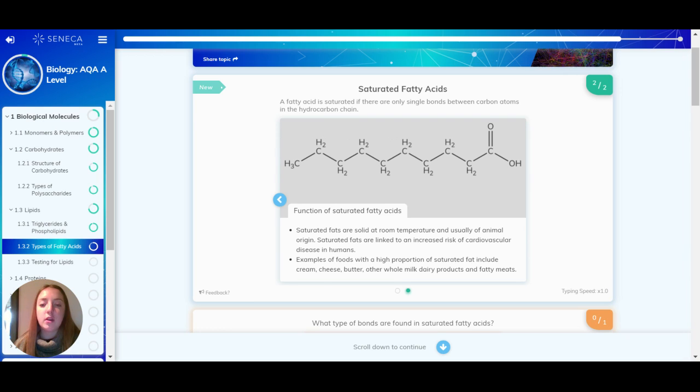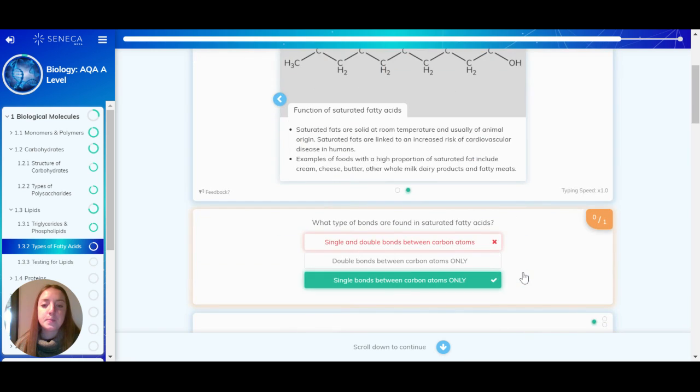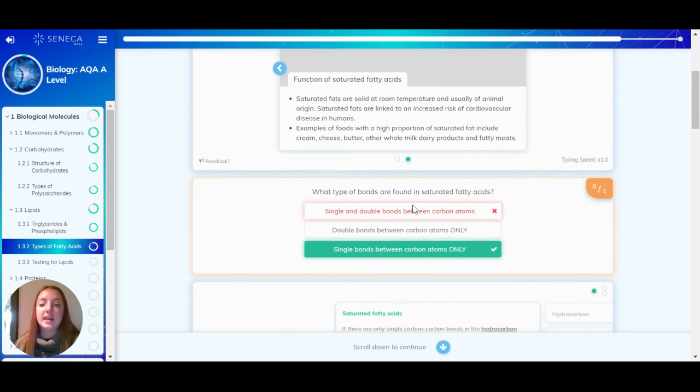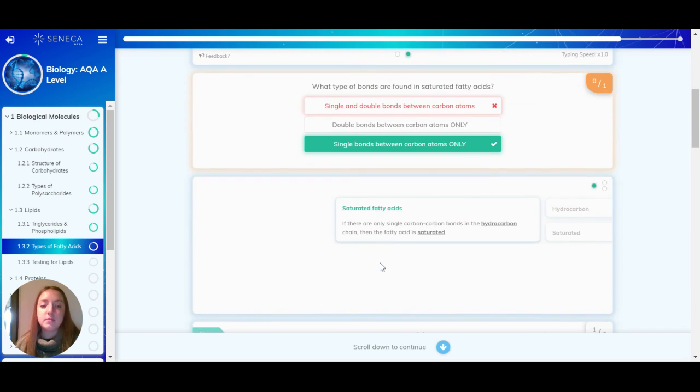Saturated fats are solids at room temperature and usually of animal origin. Saturated fats are linked to an increased risk of cardiovascular disease in humans. Examples of foods with a high proportion of saturated fat include cream, cheese, butter, and other whole milk dairy products and fatty meats. So in saturated fatty acids, you find only single bonds between carbon atoms.